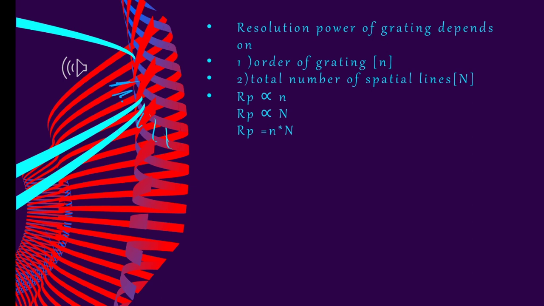Resolving power of grating depends on the order of grating, that is n, and the total number of grating lines, that is capital N. So RP is directly proportional to small n and RP is directly proportional to capital N. So RP is equal to n into N, where small n is the order of grating and capital N is the total number of grating lines.